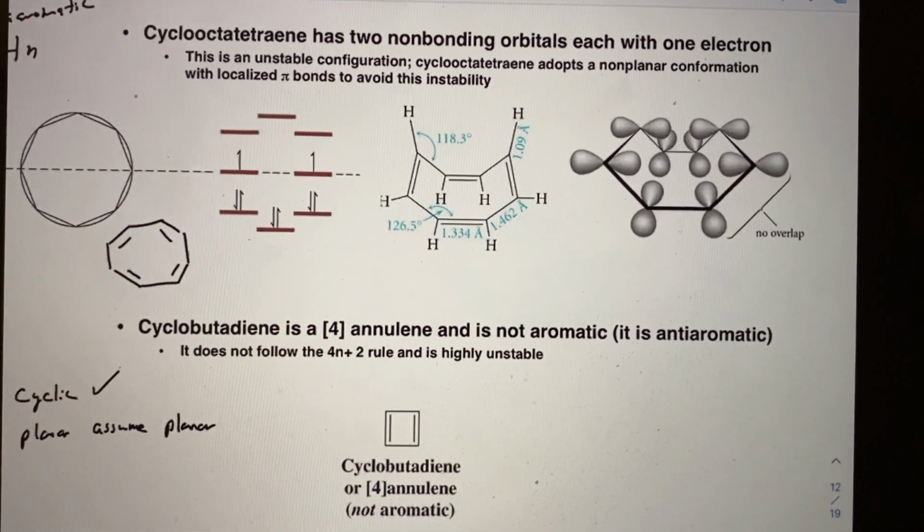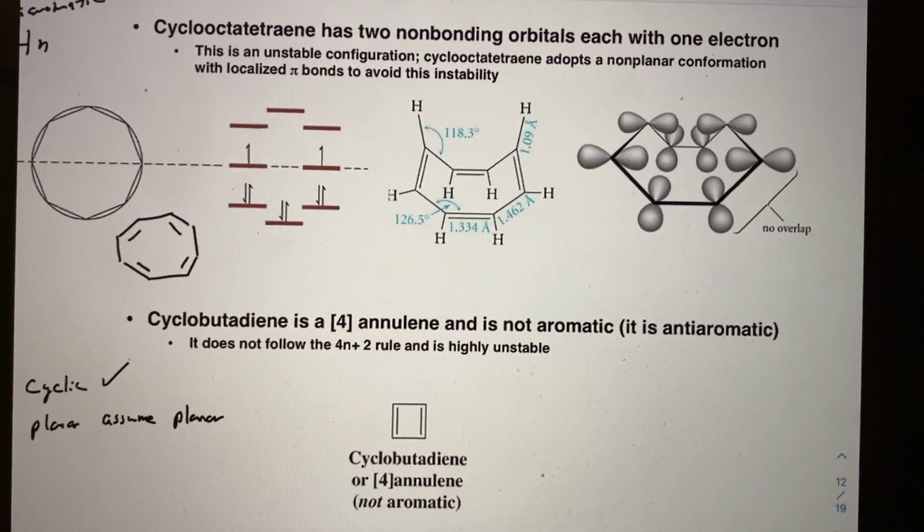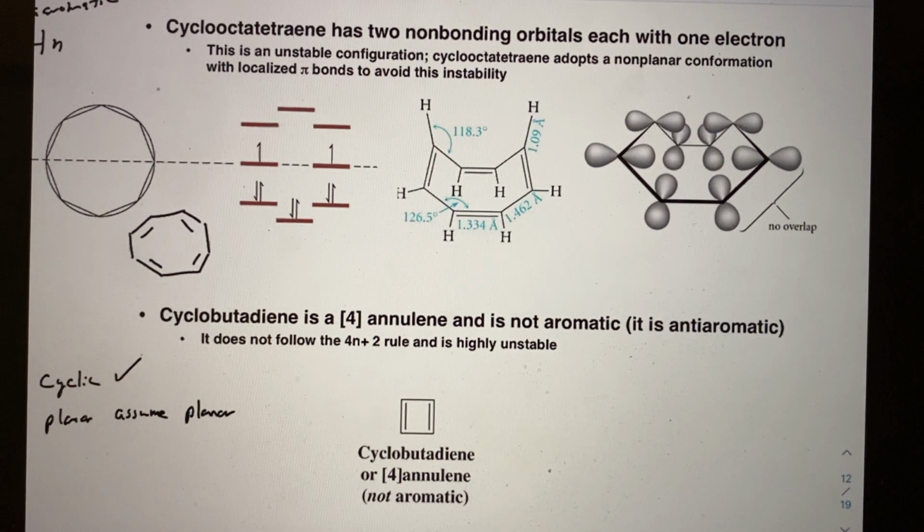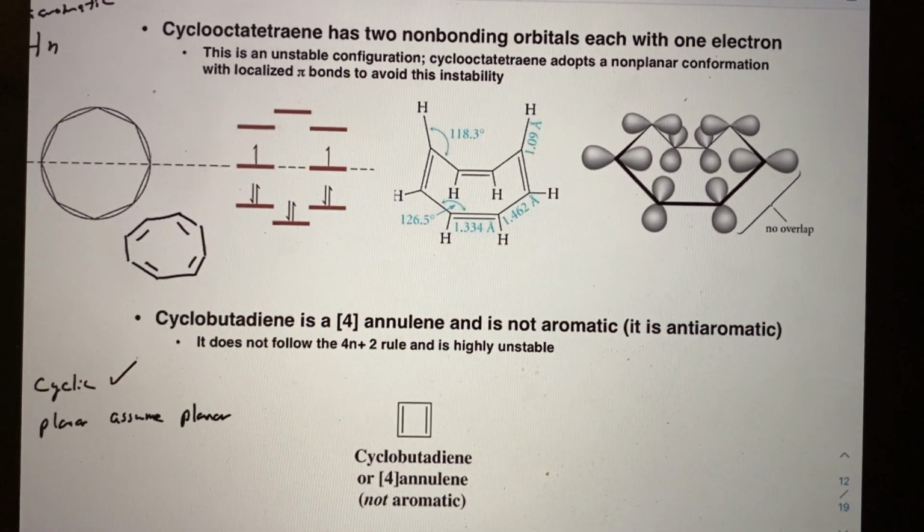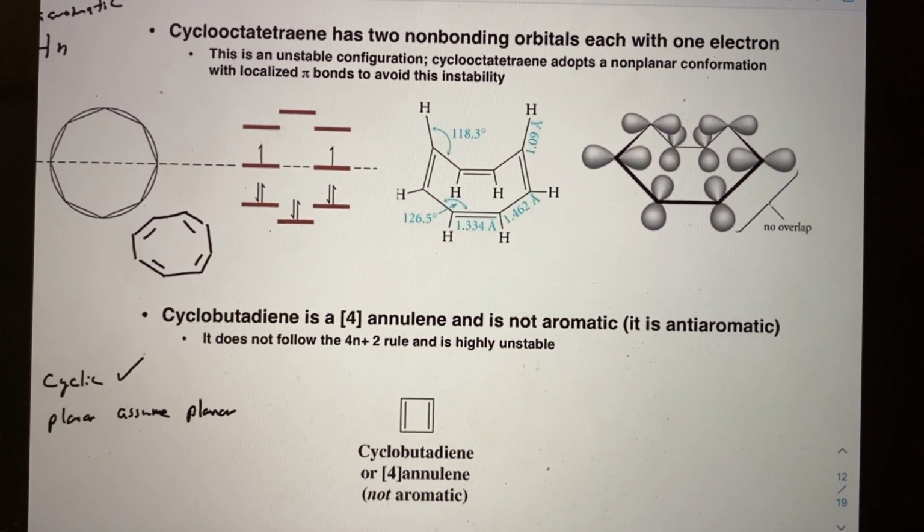Maybe someone can try that on an exam. You write down, well, it's not the right answer. Well, I assumed that you wanted the incorrect answer. Yes, and so we'll see. But here, planar, we're going to assume it's planar.